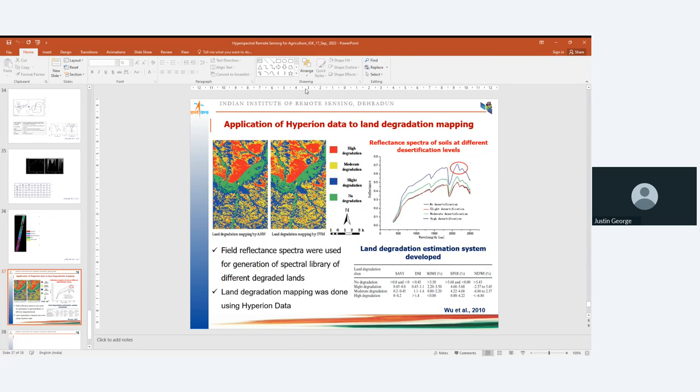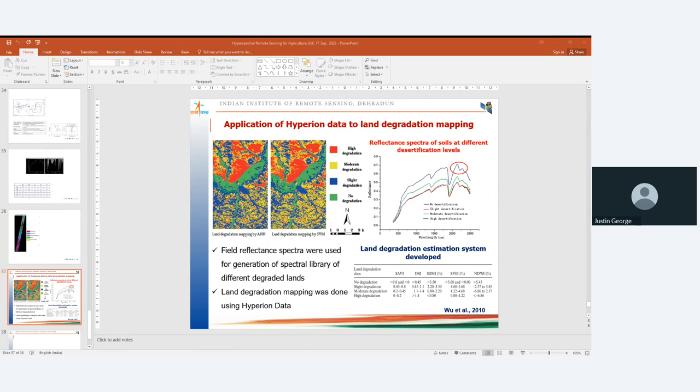Notably, with respect to the different components of land degradation like soil erosion or salinity, people have used it for mapping land degradation in totality. Also, people have used the reflection spectra of soils at different desertification levels. I hope people might have heard about something known as desertification. They got the ground spectra belonging to different types of desertified soils: no desertification areas, light, moderate, as well as high desertification areas.